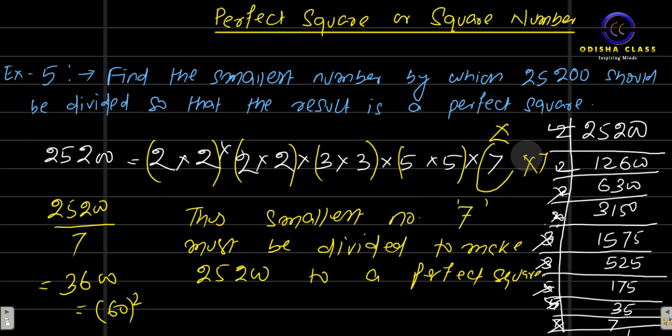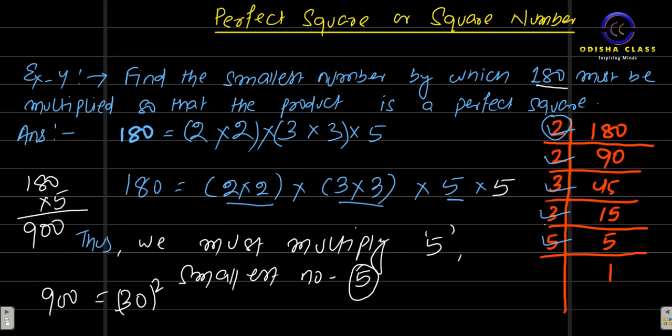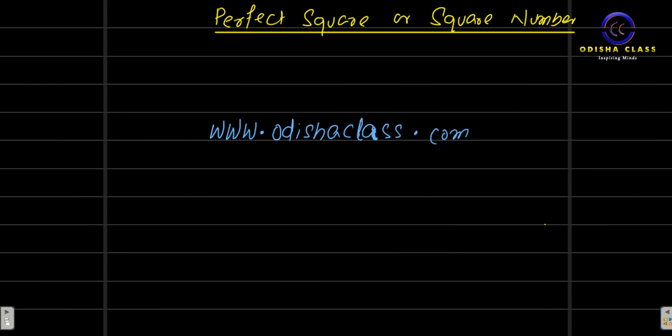In the previous case, we saw that 5 is multiplied. Here 5 can also be divided. If we divide 180 by 5, what will the answer be? 36. 36 is 6 square. So we get a perfect square whether it is divided or multiplied.